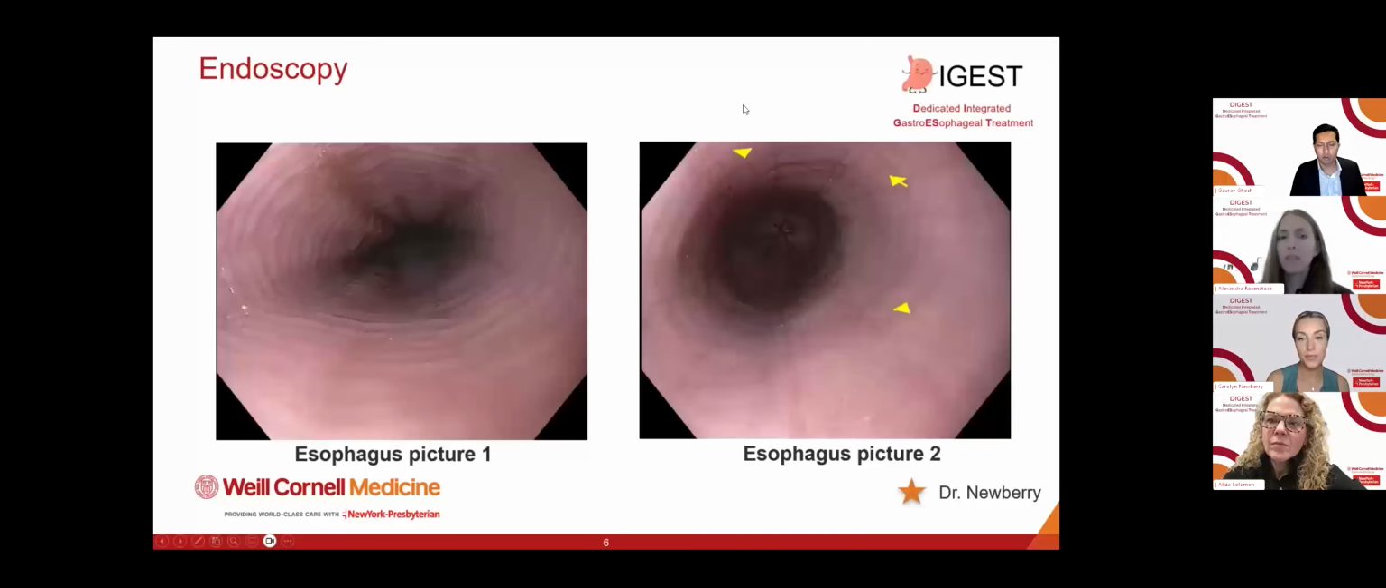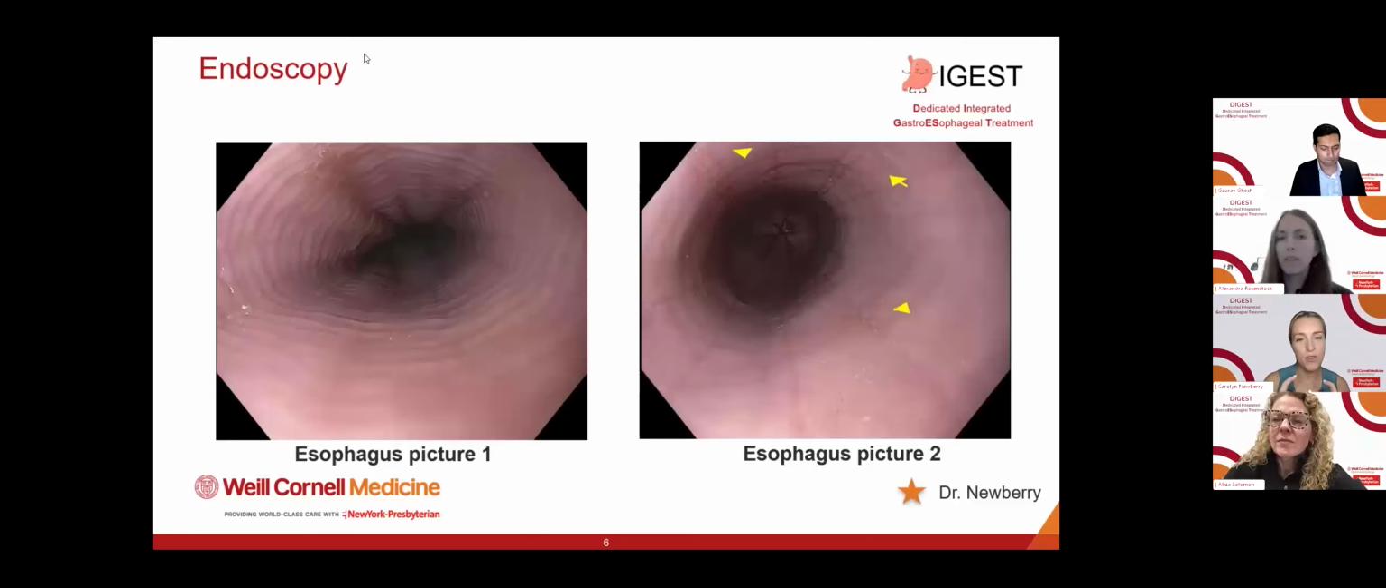So we're going to move on. This patient went for an endoscopy after seeing his gastroenterologist. Dr. Newberry, what are we seeing here? Thank you, Dr. Ghosh. Yeah, so on the screen here, you can see two endoscopic pictures of the esophagus. So the area where we see these problems. And later on in the presentation, we'll be able to show you pictures of a normal esophagus so you can compare what this looks like.